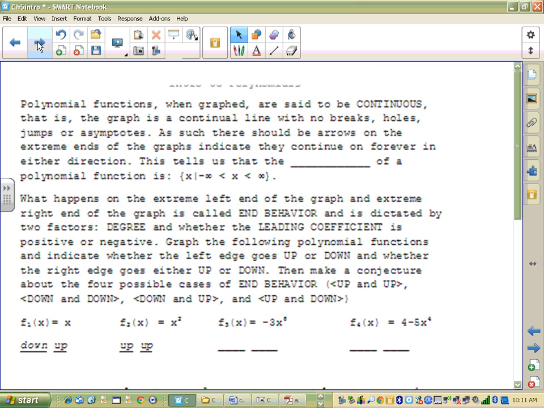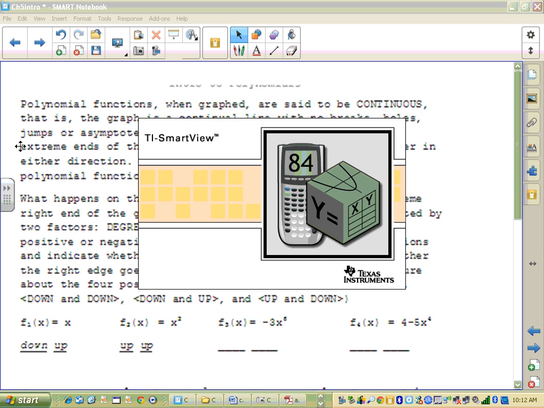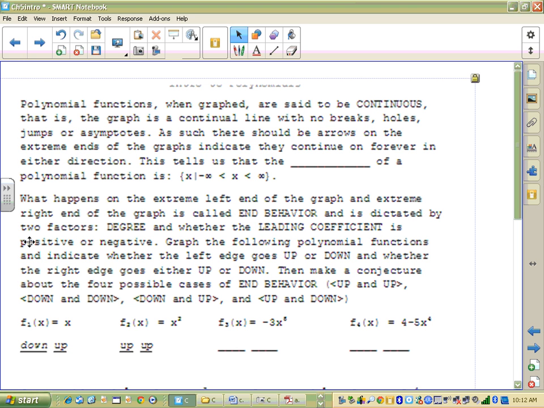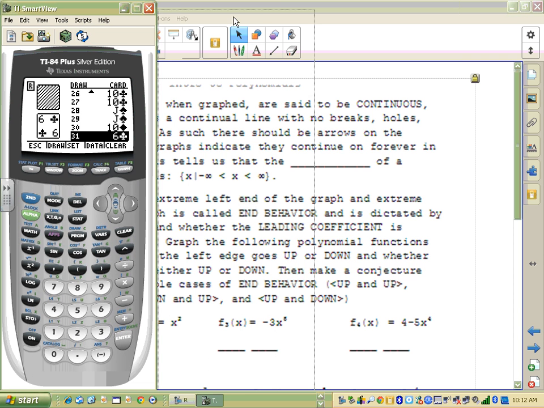So, well, it segues perfectly into this. Polynomial functions, when you graph them, are said to be continuous. In other words, there's a continual line. There's no breaks in the line. There's no holes in the line. There's no jumps in the line, and there's no asymptotes. We'll be studying asymptotes and talking about different kinds, vertical asymptotes, horizontal asymptotes, even slant asymptotes.